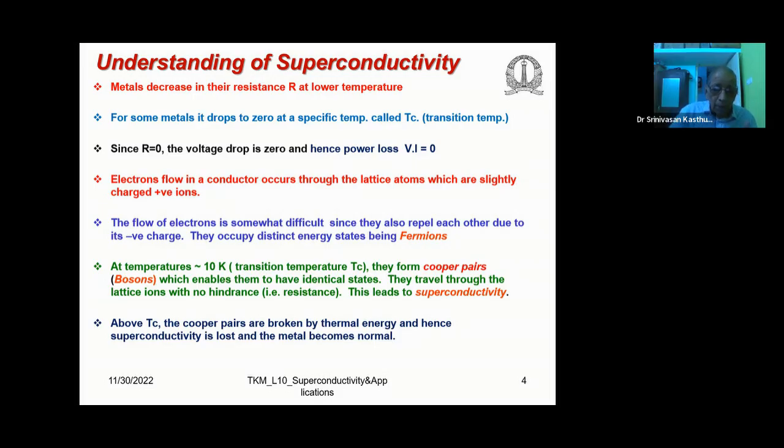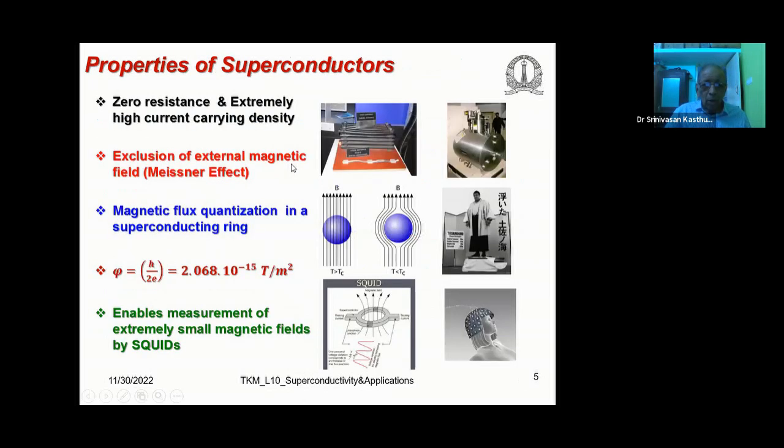So, the Cooper pairs can easily flow through the lattice, and therefore there is absolutely no resistance for the flow of electrons within the material, right? Okay. Now, what are the basic properties of superconductors? One is zero resistance, as we just mentioned. And because it is zero resistance, there is a large current carrying capacity, because any amount of current can flow through this.